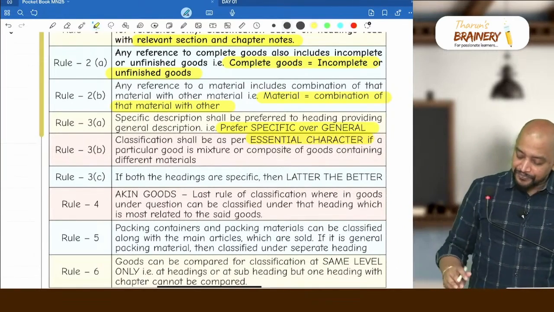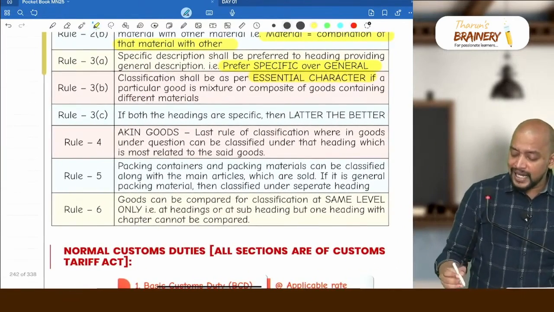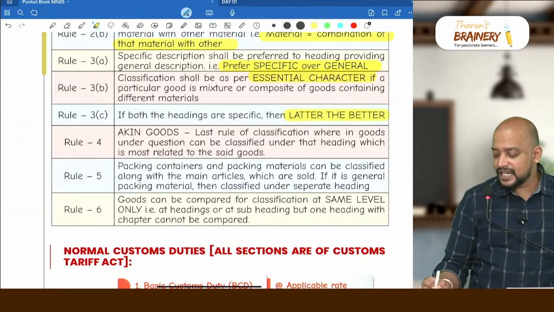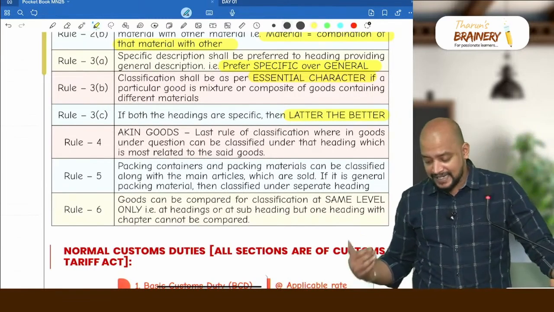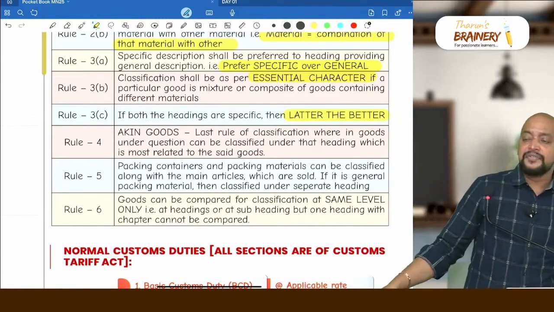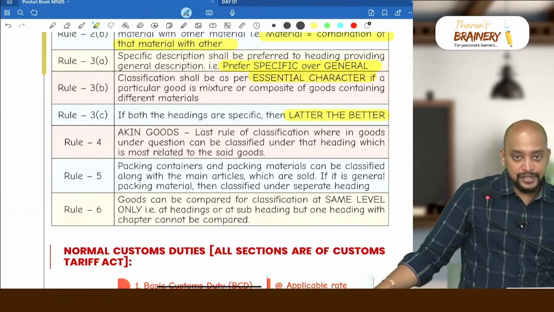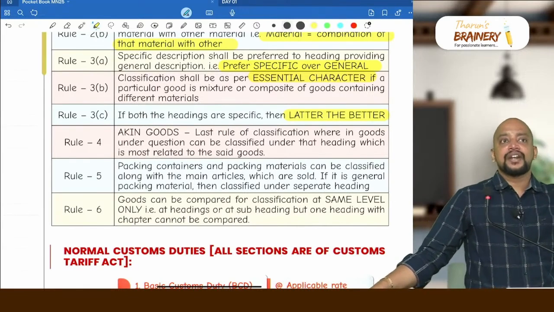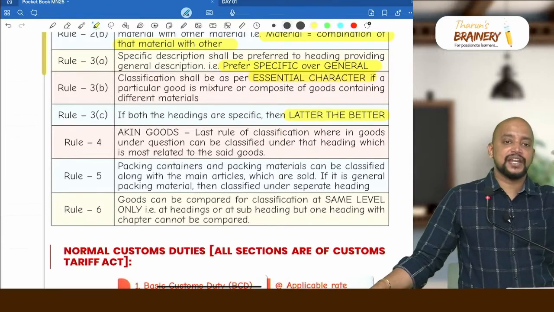Then next, if both the headings are specific, then we need to see that the latter is the better one. For example, we are importing a vehicle which can carry both goods and passengers. In that case, we have two different headings, one for carriage of goods and one for carriage of passengers.